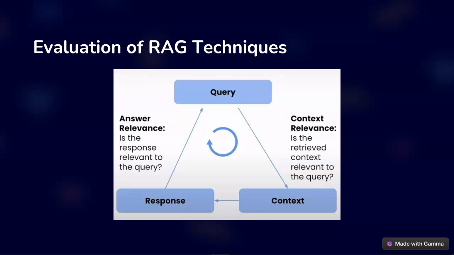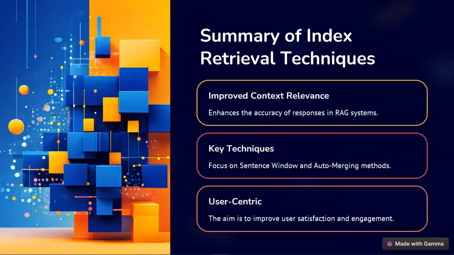We can evaluate a RAG pipeline in two main areas. Context relevance, which refers to how relevant the retrieved context is to the query, and answer relevance, which refers to how relevant the responses are to the query. To sum up, the index retrieval techniques we discussed are methods to improve context relevance, which in turn makes the answers more relevant. That's our ultimate goal.